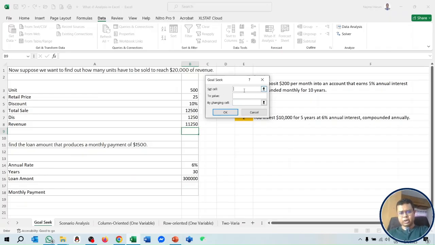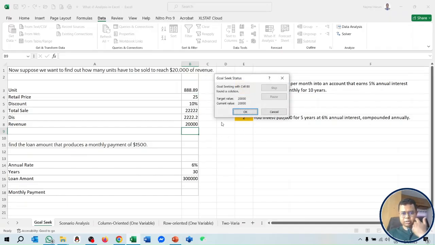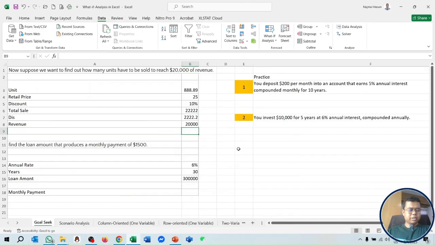So after deleting this one, just click here, the findings value. Set to value 20,000 because it's our target value. By changing cell here, you need to put which cell you would like to change. This one, I would like to change number of product. Just click here, see here. Now the revenue is 20,000. And according to this, you need to sell around 889 products, right?